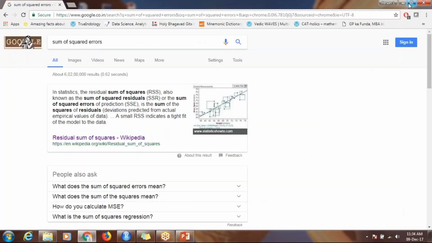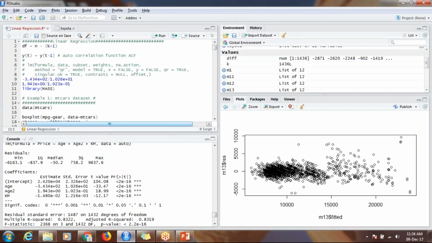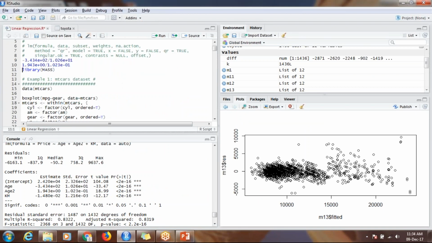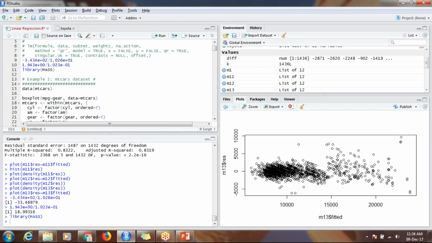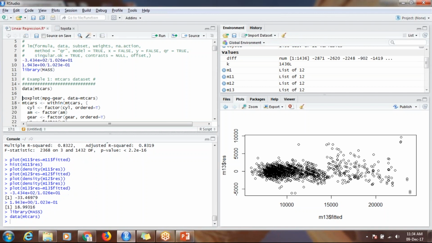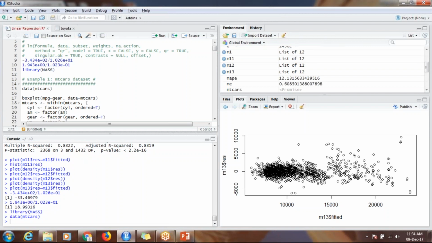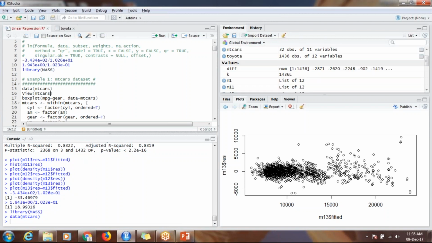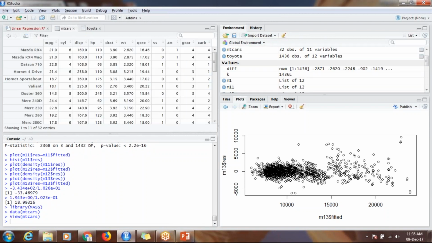So let us now move to one more data set and try to understand. So this is on mtcars. Most of you must have heard about this data set. So here in mtcars, if I view this, here I have a car and in this car I have a few features.